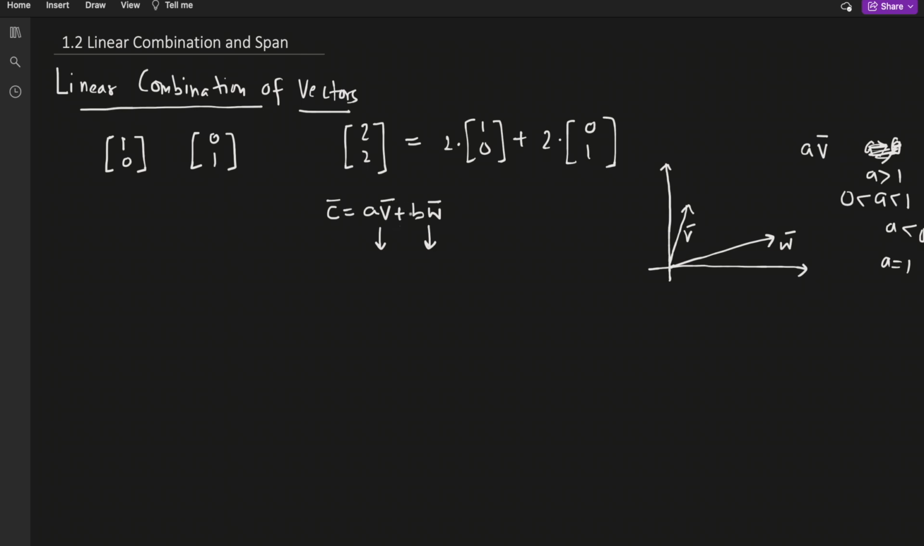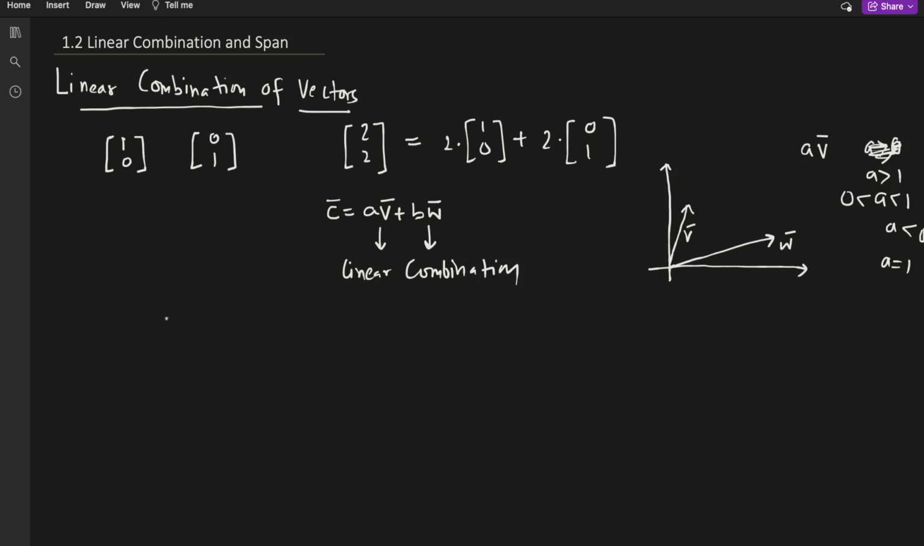Then this vector addition gives me a combination of these two vectors. So the vector c is nothing but a combination of two vectors v and w. And what type of combination is it? It is a linear combination, because we have simply scaled the vectors and added them.